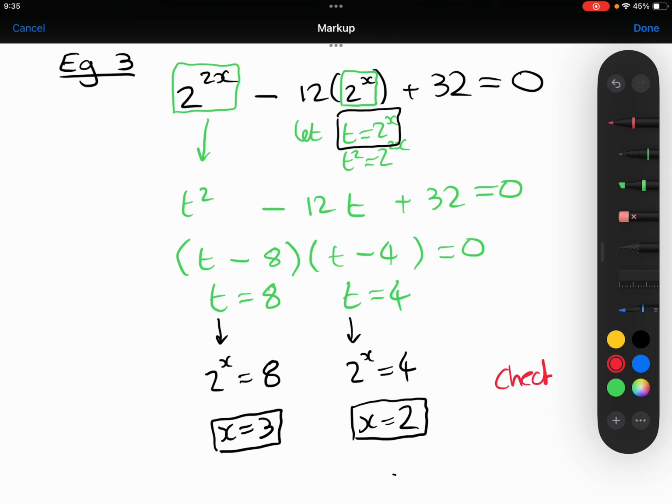Again, do a quick check to make sure you've got it correct. Substitute 3 in here: 2 to the power of 2 times 3 minus 12 lots of 2 cubed plus 32. Make sure you get 0. And do the same thing with the 2 as well. Make sure both of these are valid solutions.